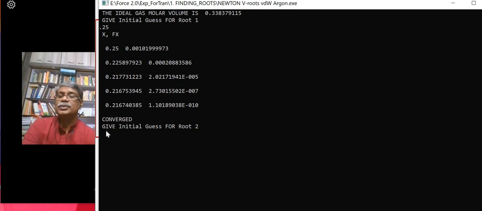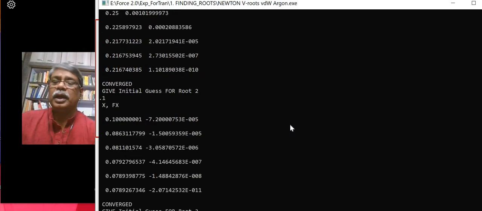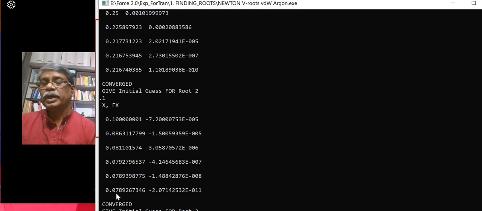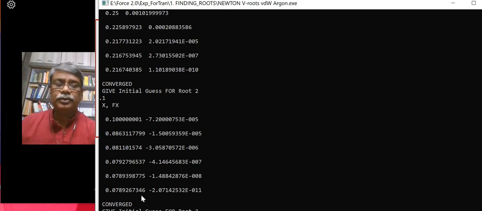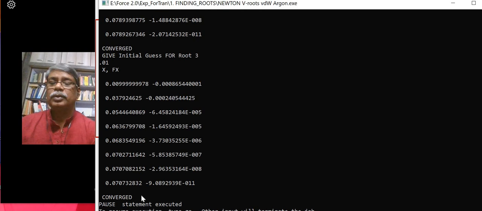Now the computer asks for the second initial guess. Let me give a second initial guess, 0.1, and again you see the function value is 10 to the minus 11, and it writes converged. That means we have got the second root of the equation, 0.078926, and it is still asking for the third root. I give 0.01, and again you will see converged, the value is given, and the function is again as good as 0.